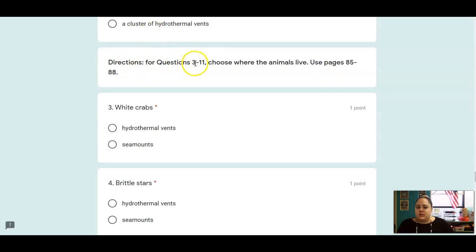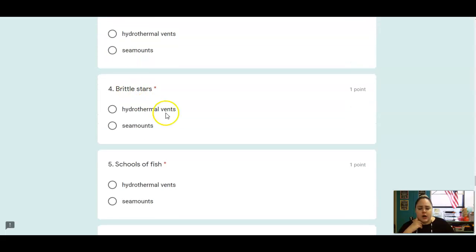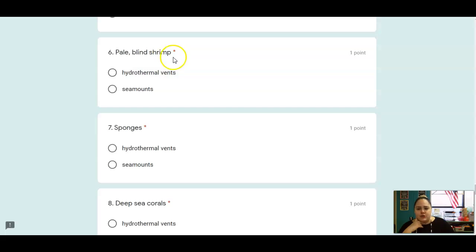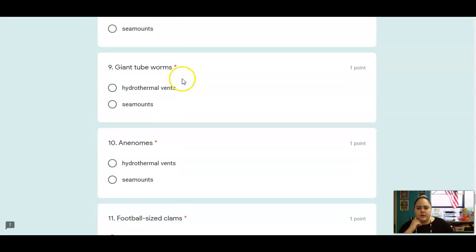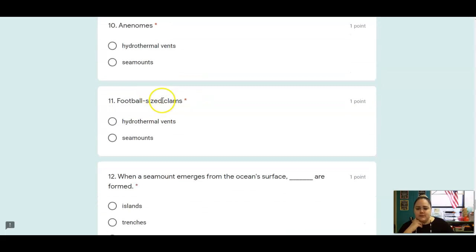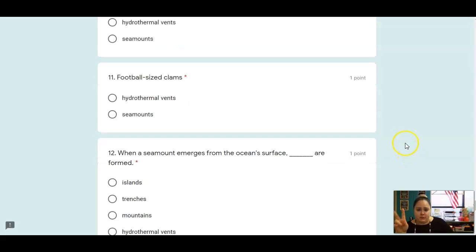It says directions for questions 3 through 11. Choose where the animals live. Use pages 85 to 88. So in those pages, there are paragraphs that tell you exactly what animals live in the hydrothermal vents and in the seamounts. So go back to those pages and look for the animals. So we've got white crabs, brittle stars, schools of fish, pale blind shrimp, sponges, deep sea corals, giant tube worms, anemones, football-sized clams. So go back in that text and find, are those animals in the hydrothermal vents or do they live in the seamounts? They're two very different places with very different animals.